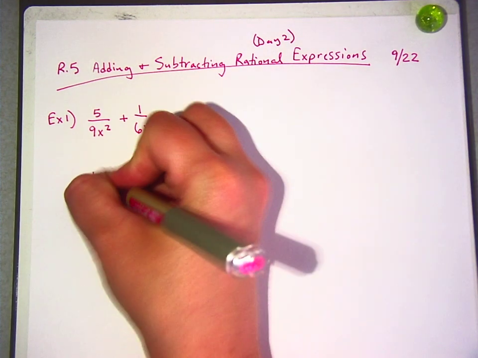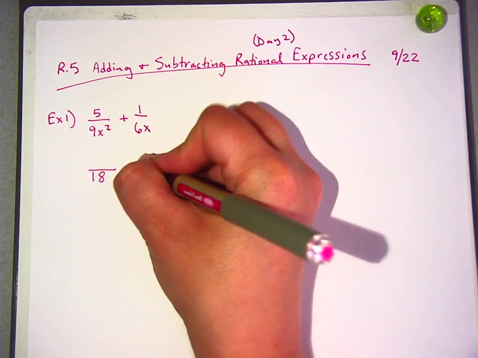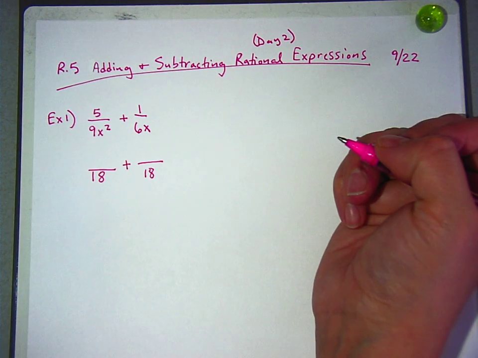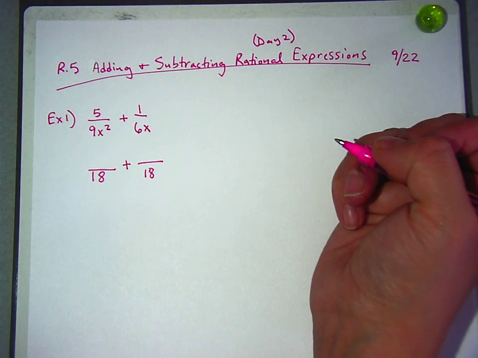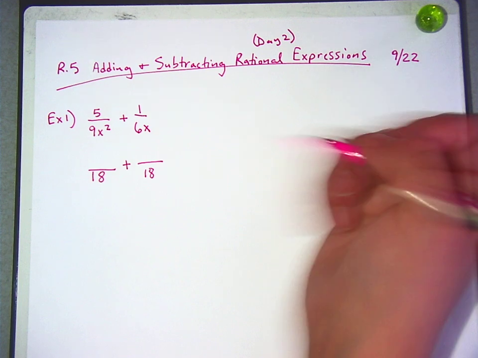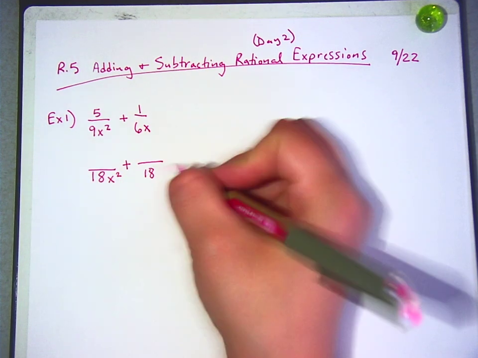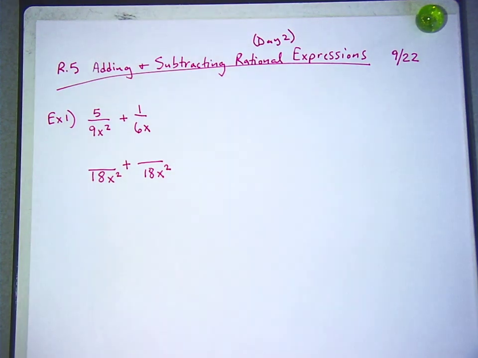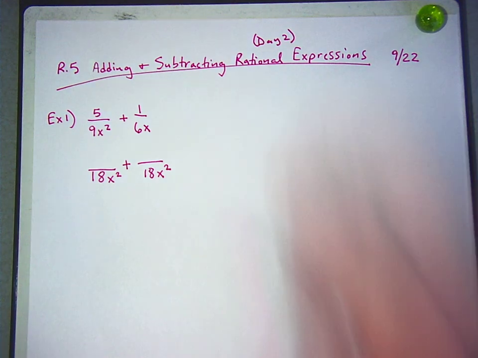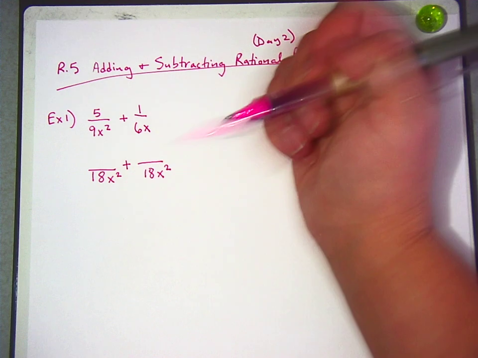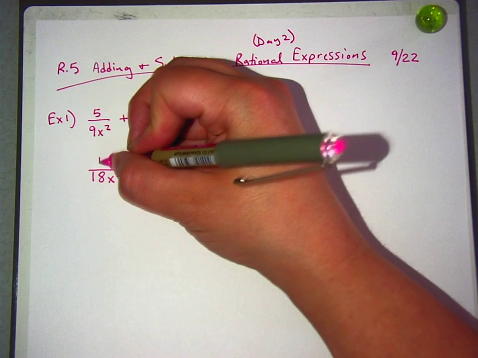You were thinking factor. So 18 we want. And then how about the x's? X squared. So 18x squared is going to be our common denominator. Now we need to think about what we had to multiply to get there. So on the bottom, what would we have to multiply 9x squared by to get to 18x squared? 2, so the top's going to be 10.